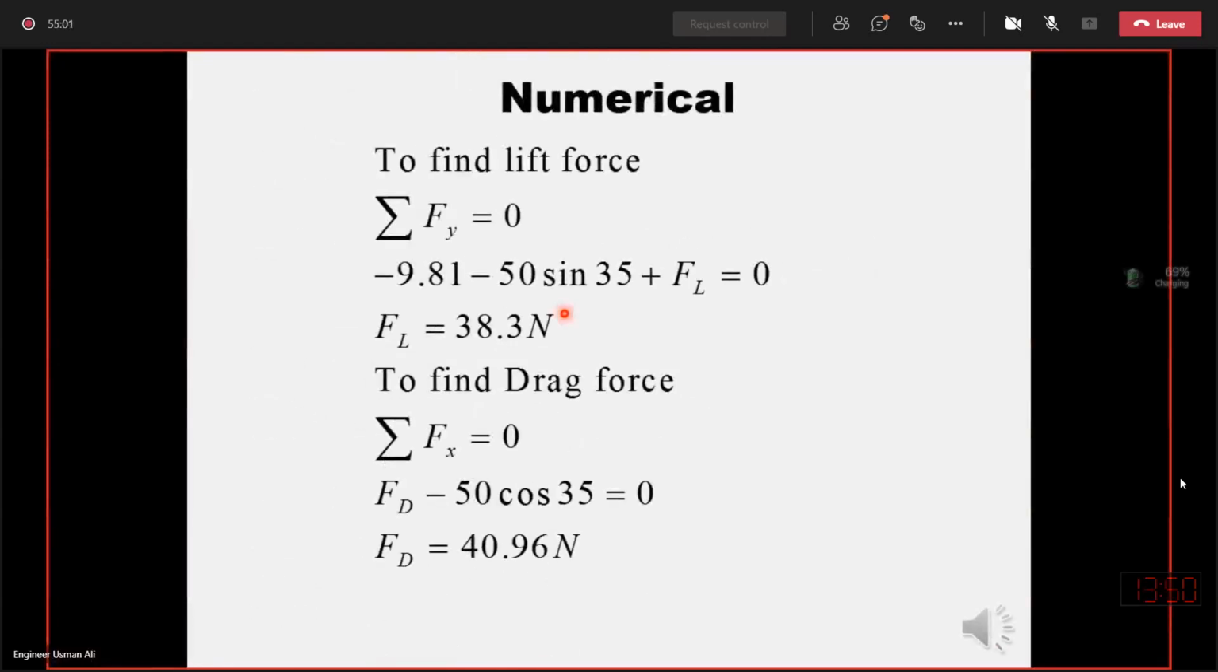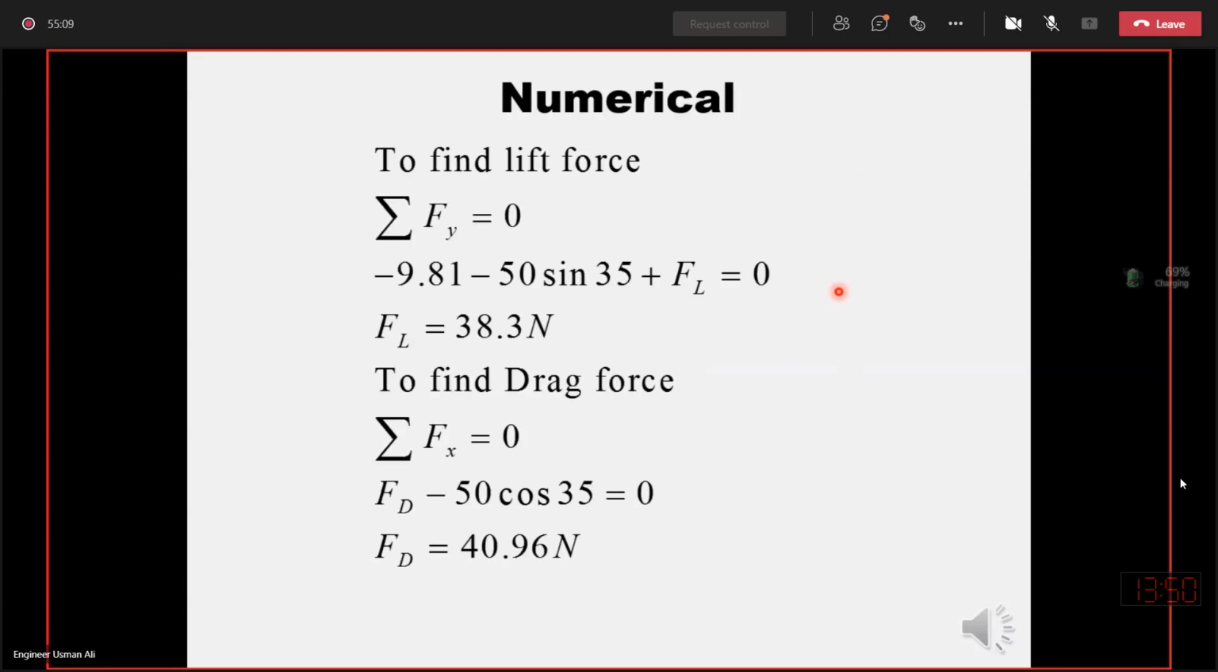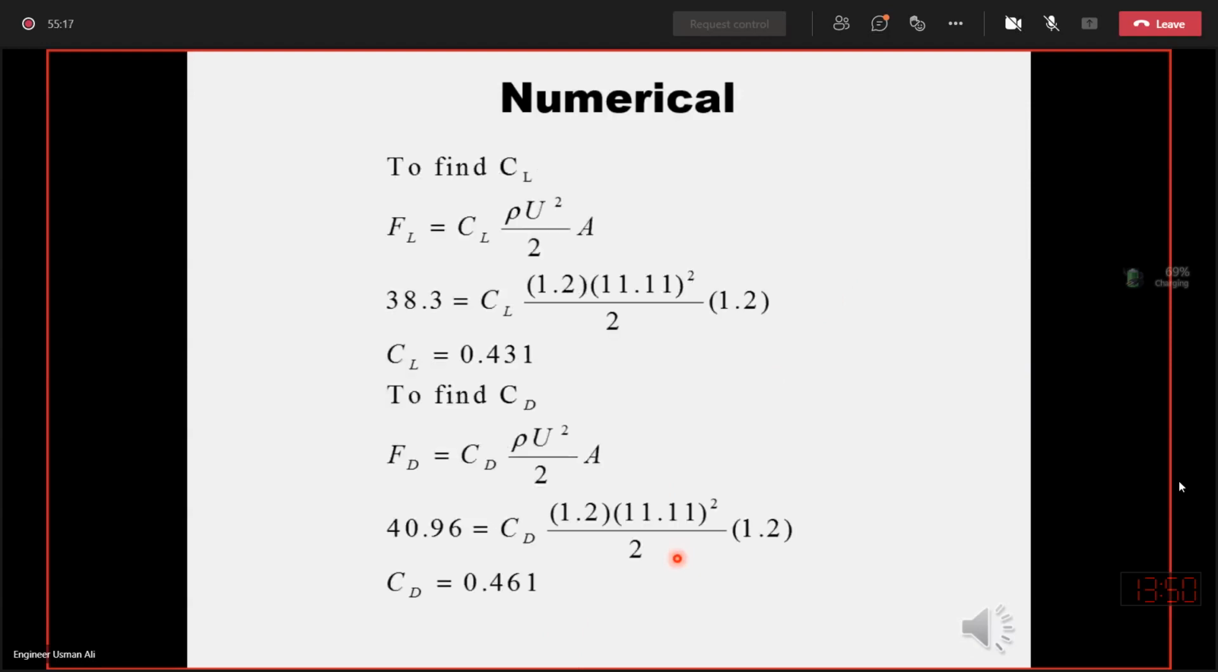So to find the drag force, we have to take the summation of the forces in x direction equal to 0. So Fd is in the positive x direction, and 50 cos of 35 is in the negative x direction. So again, you can find the drag force. Next is how to find the coefficients.